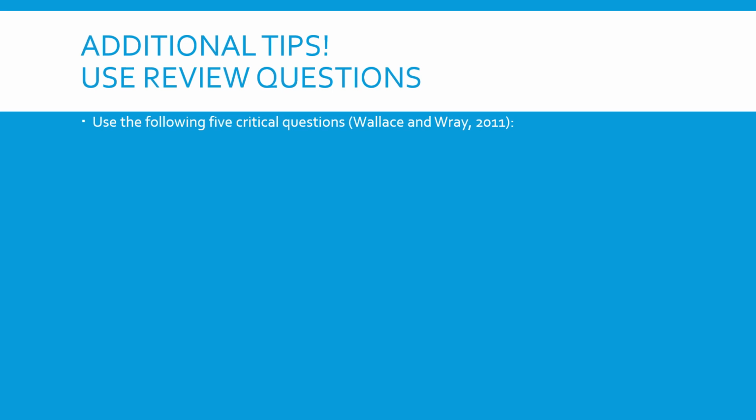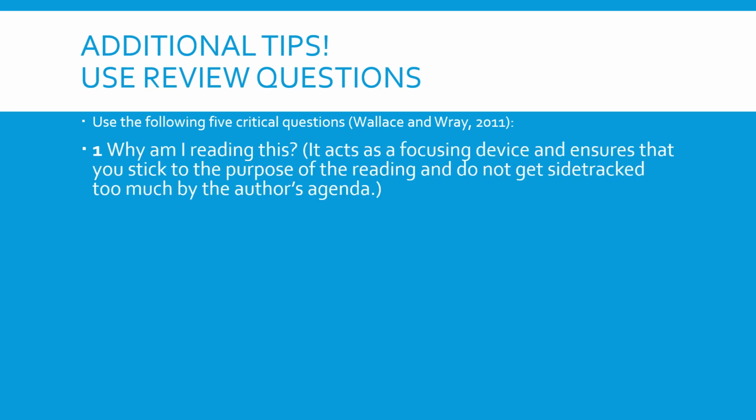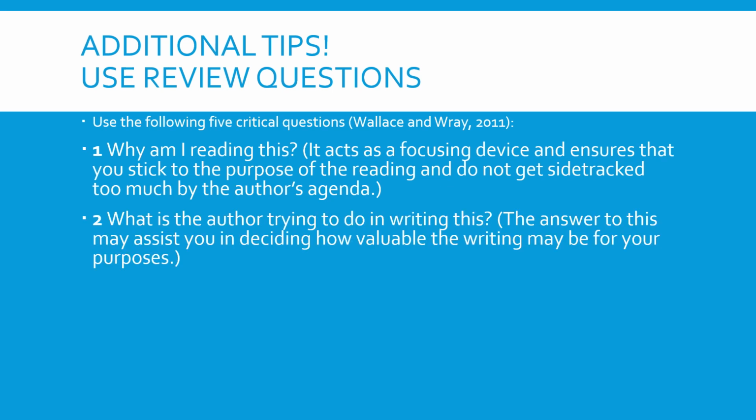So you can use analytical tips. You can use the following review questions, these 5 critical questions which you got from Wallace and Ray. So for example, why am I reading this? Second, what is the authority trying to do in writing this? So maybe, what is the scholar, what is the academician trying to do when they are writing it?